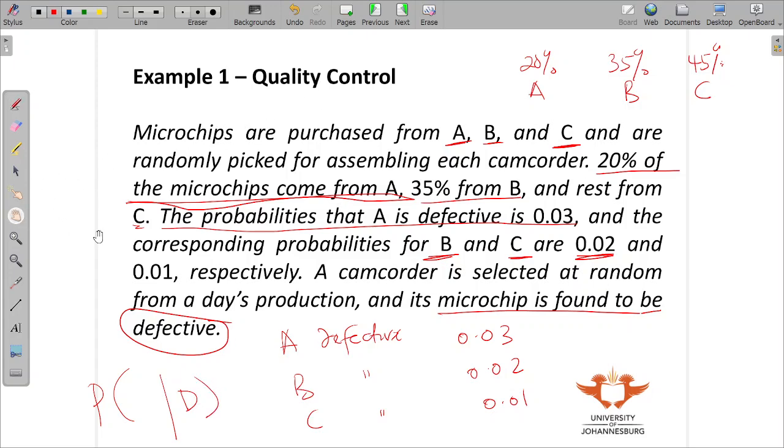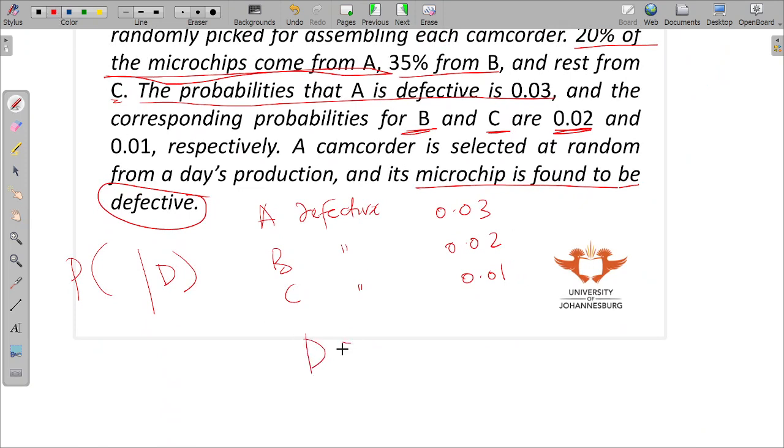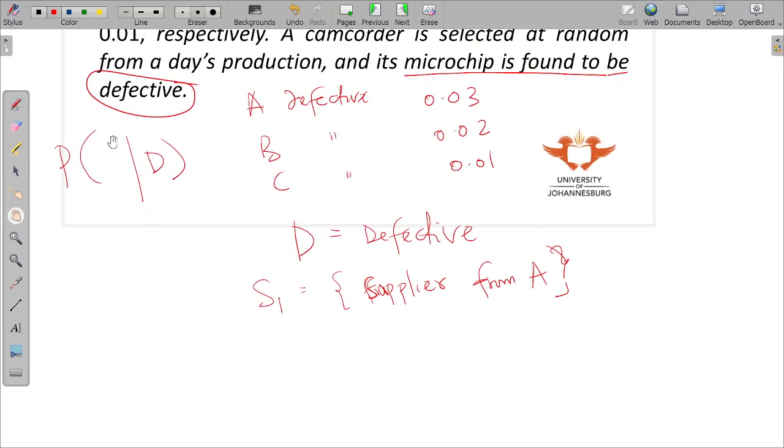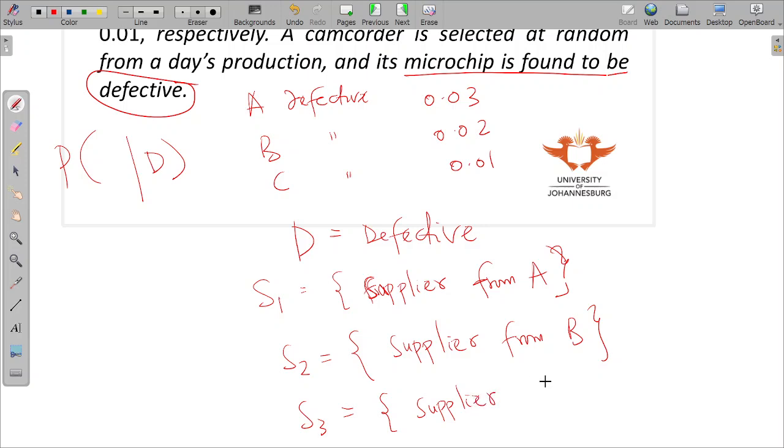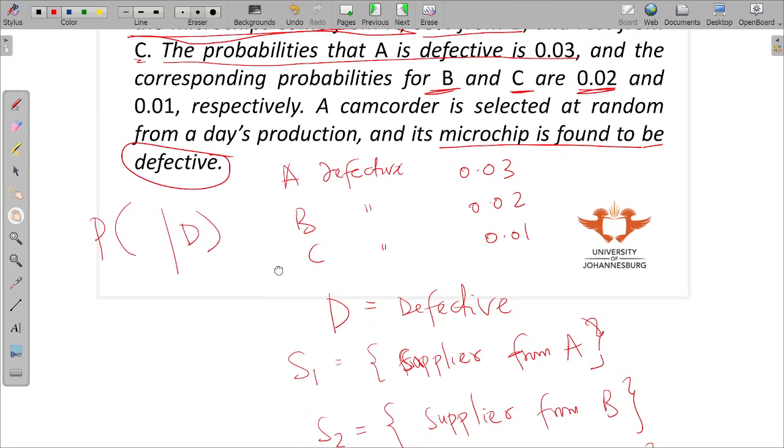So if we let D be defective, and we say S1 is supplier from company A, S2 is supplier from company B, and S3 is supplier from C. All right, now let's read the question.